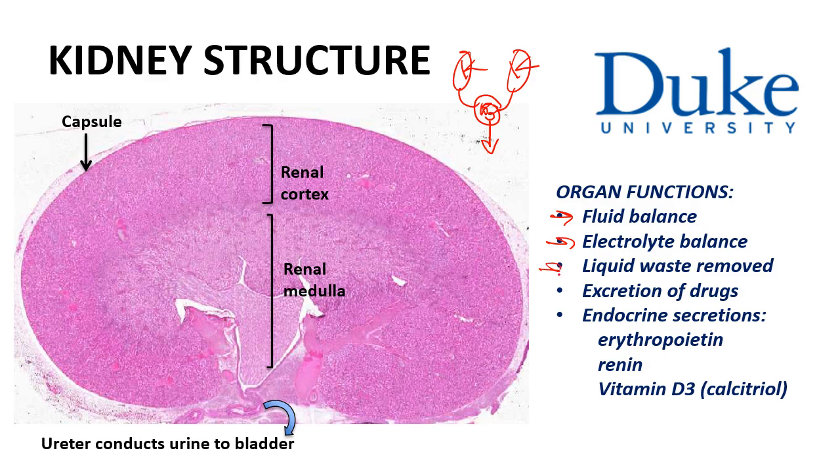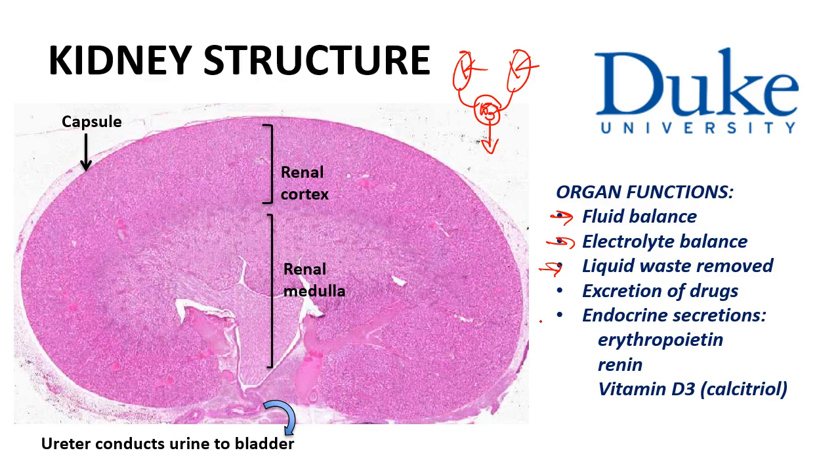Then the kidney is also to remove liquid waste products. As the tissues undergo metabolism, they generate waste products, such as urea, and this needs to be removed from the body. It's also a mechanism for excreting drugs, such as morphine or penicillin, and for getting rid of vitamins and other organic structures.